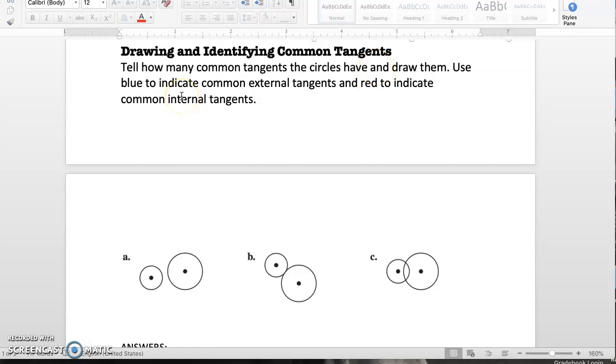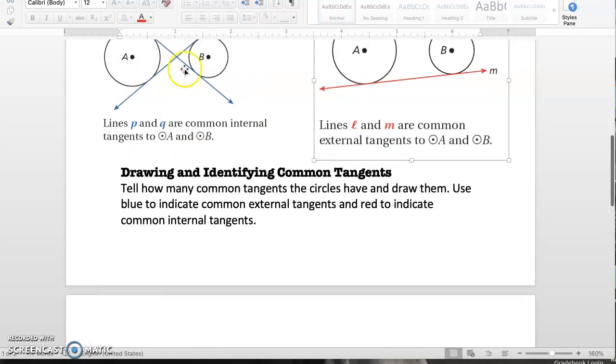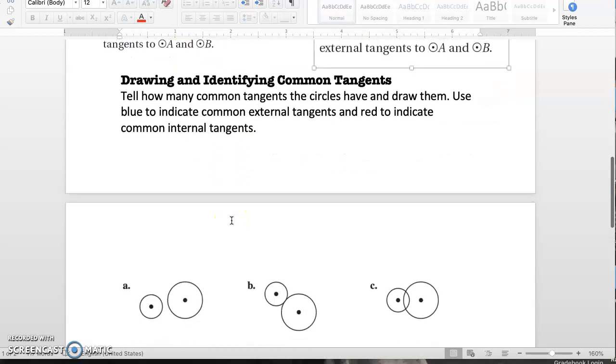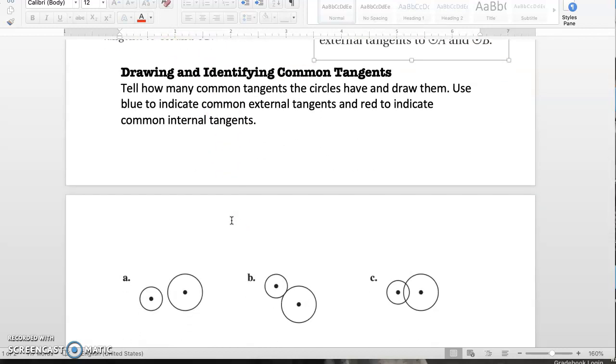I think it's easy to color code, so if you use blue like I did up here for the internal and red for the external, that's great, but for your homework, I don't have a preference for that. I just want you to write, for example, 2 internal, 2 external.